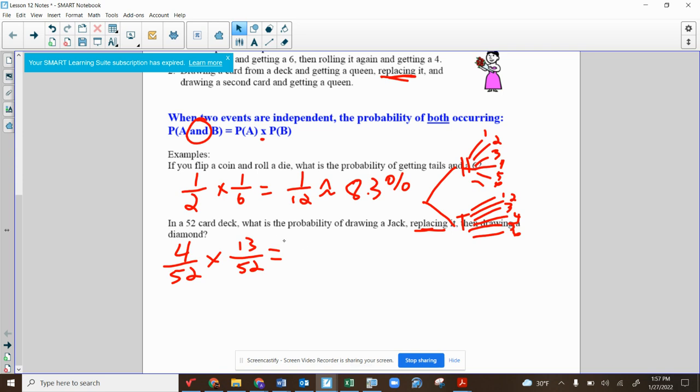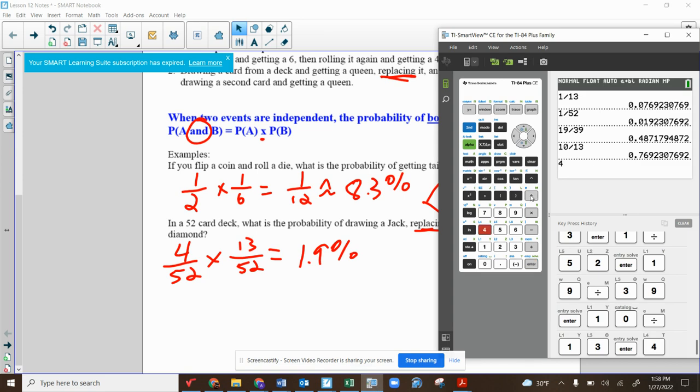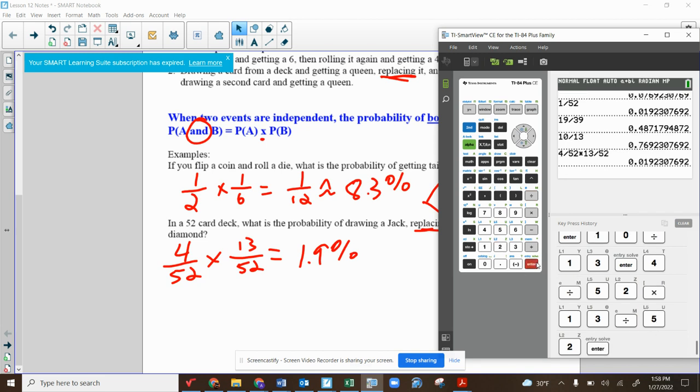you're going to get 4 times 13, which is 52, over 52 squared. But you can do this however you want to in the calculator. When you put that in, it's going to be approximately 1.9%. The way that I would type that in: 4 divided by 52 times 13 divided by 52. Okay, there's your 1.9%.